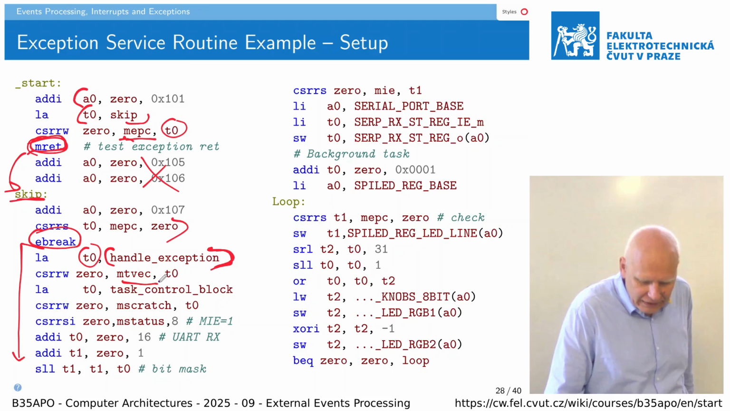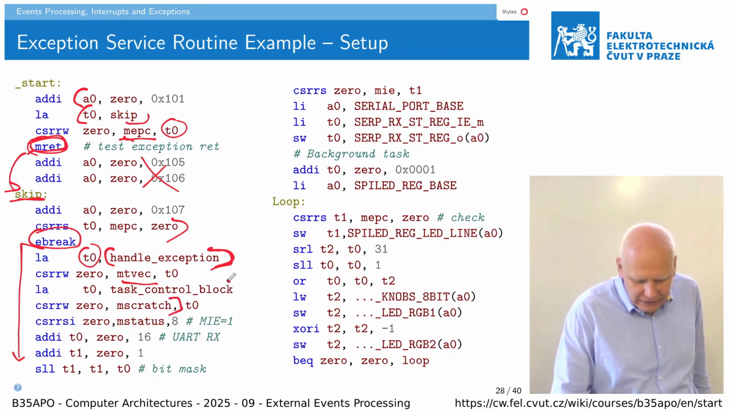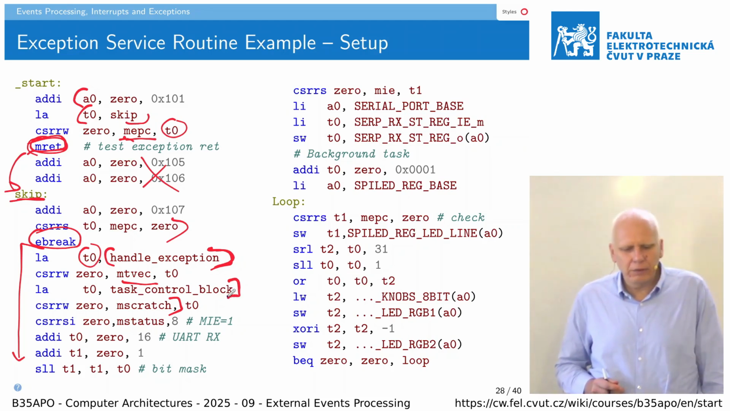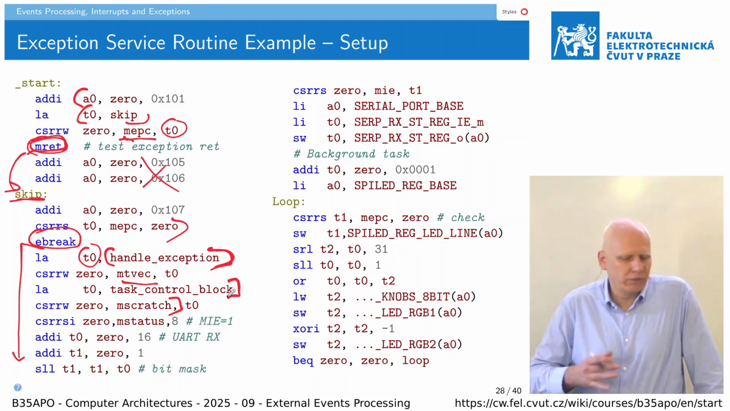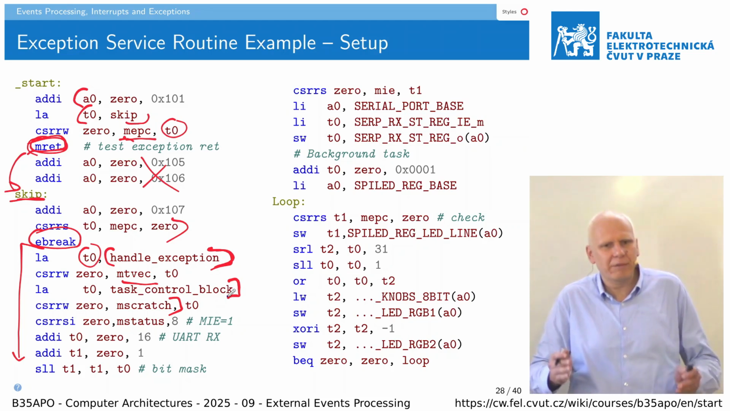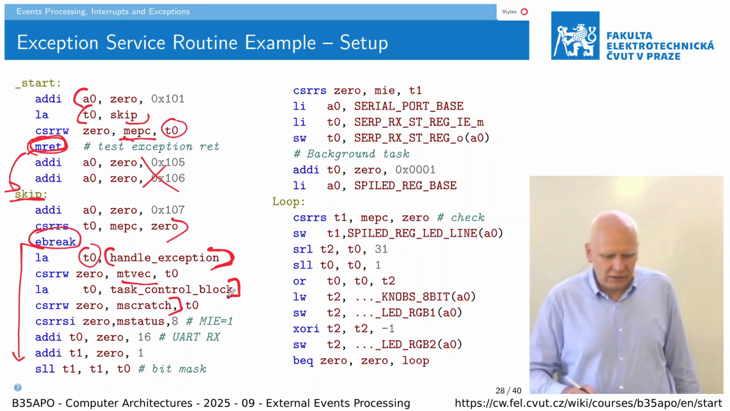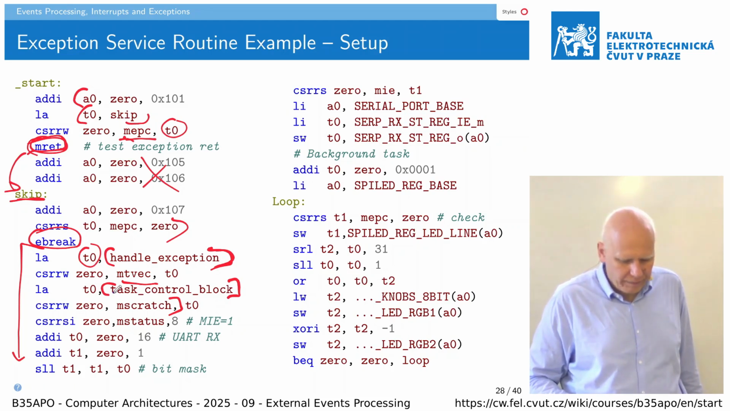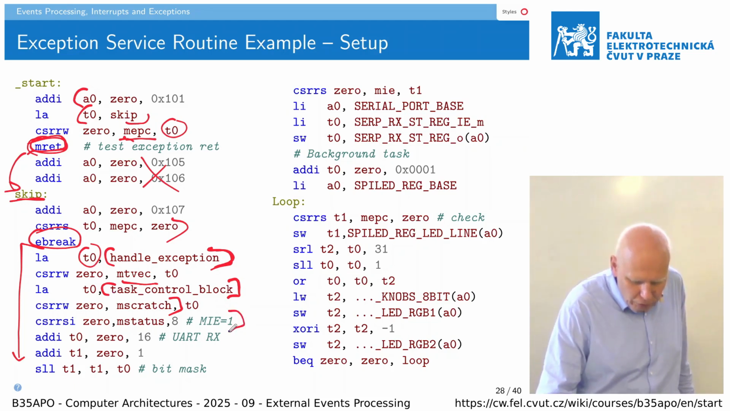Then we set something to the mscratch register. I set this to some location in the memory, which will be called, in our case, a task control block. So basically some location, which in a real operating system would be some area where the state of the task is held. So it is the location which we will use to store the state of the processor when the exception arrives.